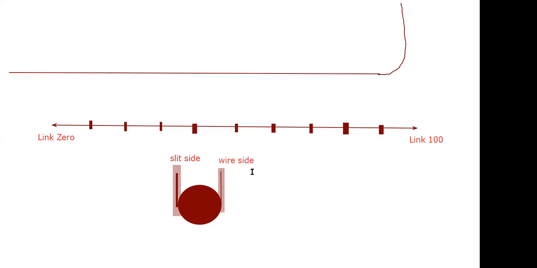Okay, the wire side is the object piece and the slit side is the eye piece. So you will stand at link 10 because we have identified 2 points here. One will be perpendicular to link 10, and the second one will be perpendicular to link 80. Perpendicular means making an angle of 90 degrees.